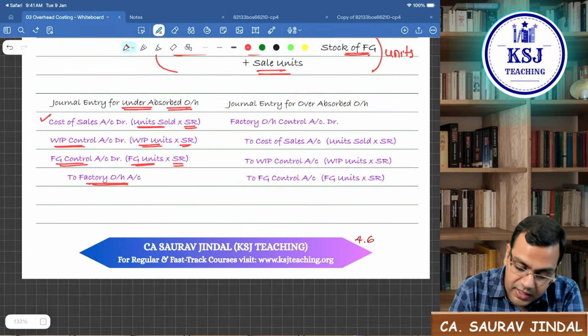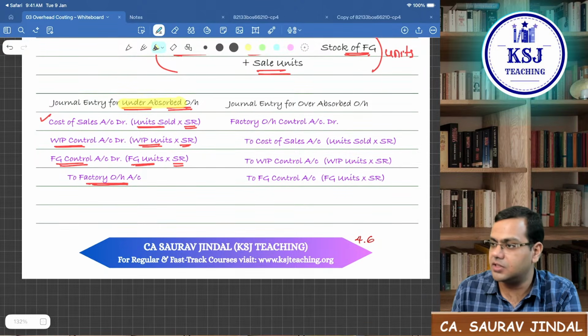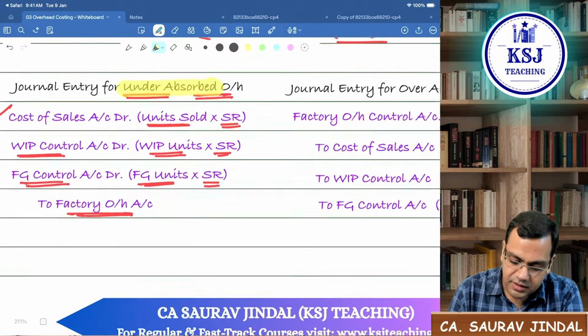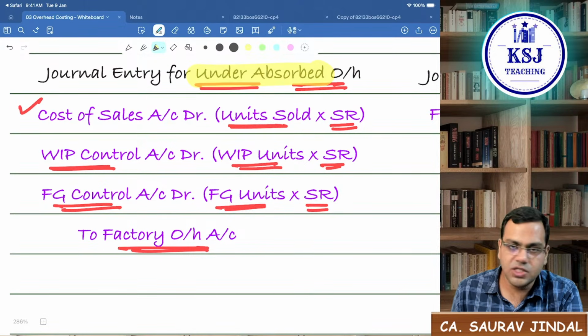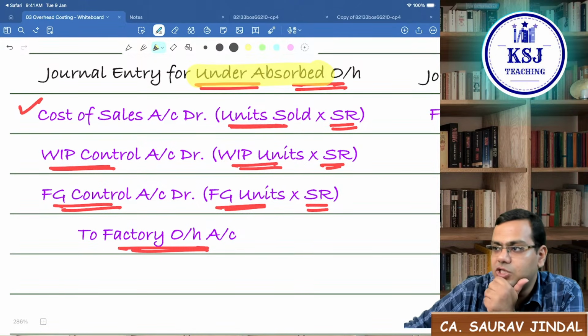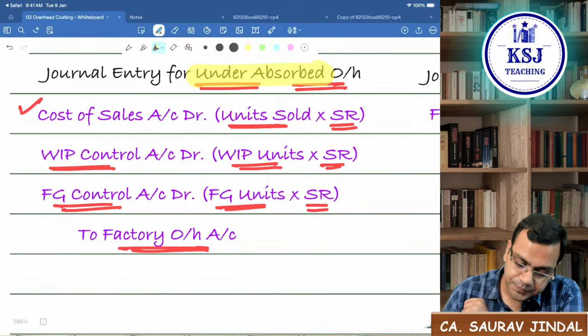This is in case of under absorption. Right? Cost of sales, that is what I told you. In case of units sold, you have to impact your cost of sales.